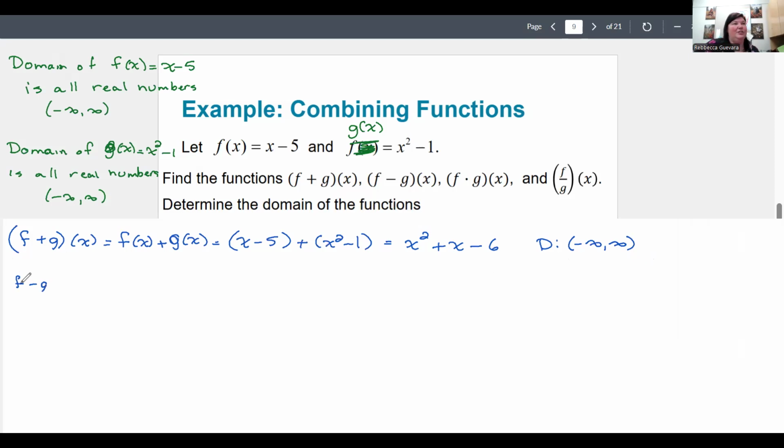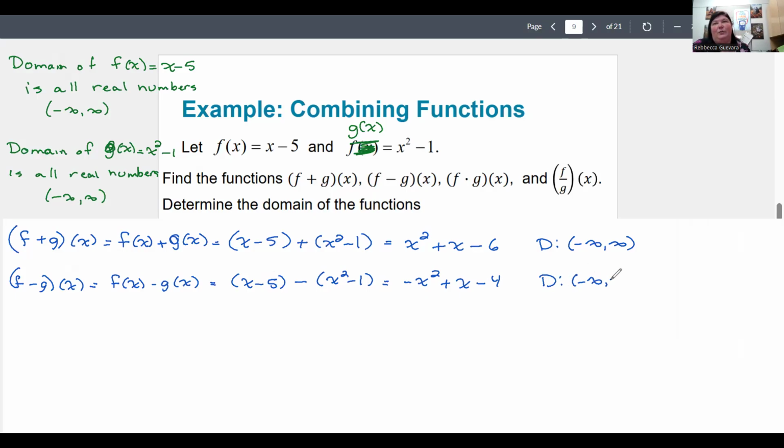So if I do f minus g of x, that's going to be f of x minus g of x, which is going to be, make sure you do this in order because I could flip this and do g first, but this is going to be x minus 5 minus now g of x, which was x squared minus 1. Let's simplify this one. This is just going to be negative x squared plus a positive x, and then we have minus 5 minus minus 1, so that would just be minus 4. And once again, my domain's all real numbers.